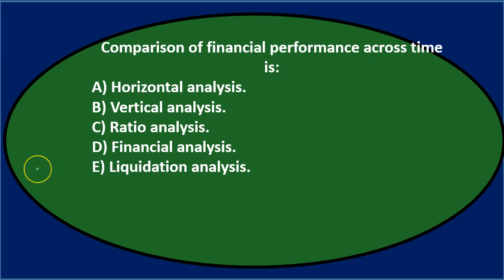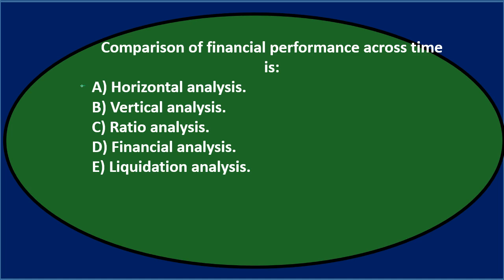Next question. Comparison of financial performance across time is A, horizontal analysis, B, vertical analysis, C, ratio analysis, D, financial analysis, or E, liquidation analysis. Let's go through this again using the process of elimination. Comparison of financial performance across time is A, horizontal analysis. That would seem kind of reasonable. We're going across time, so horizontal.